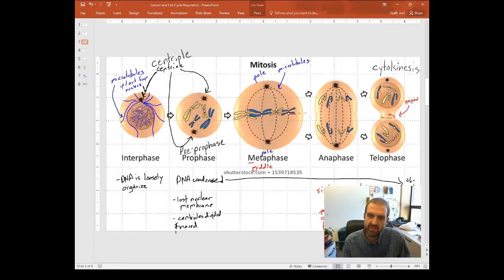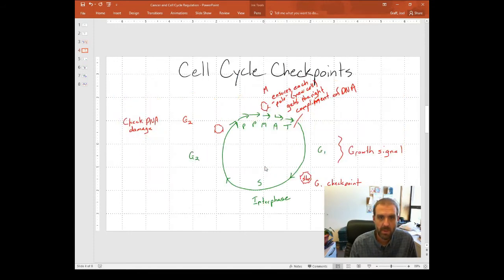Okay, after the cells completely divide, the DNA that had been not condensed, then was condensed through here, will uncondense again, if uncondensed is a word. Okay, so that's mitosis in a nutshell. So we're back at this cell cycle. We have G1, S, G2, and then the several steps of mitosis.